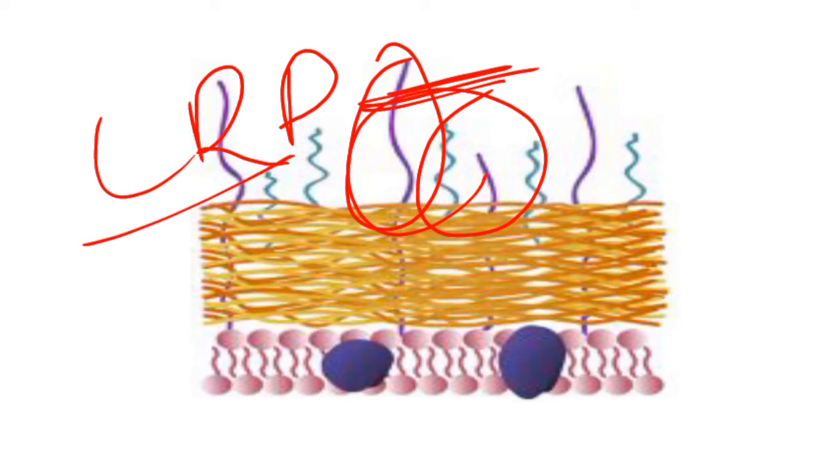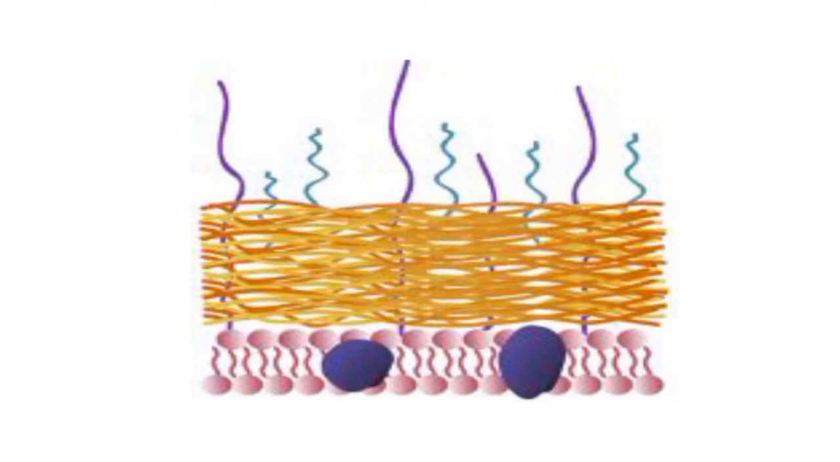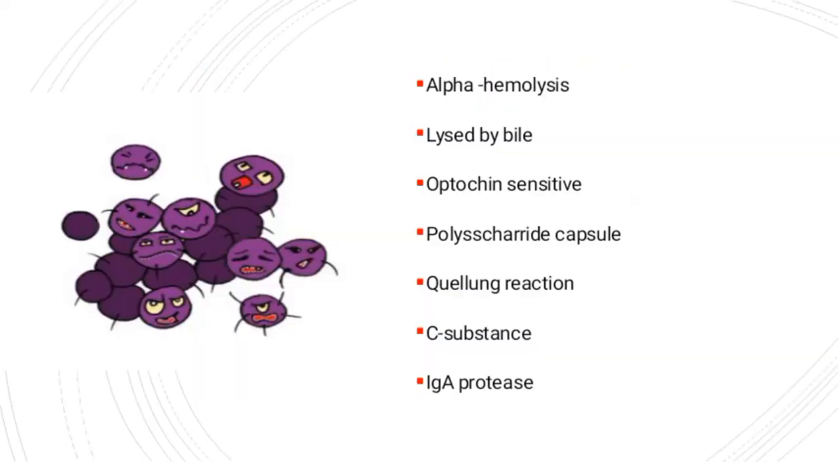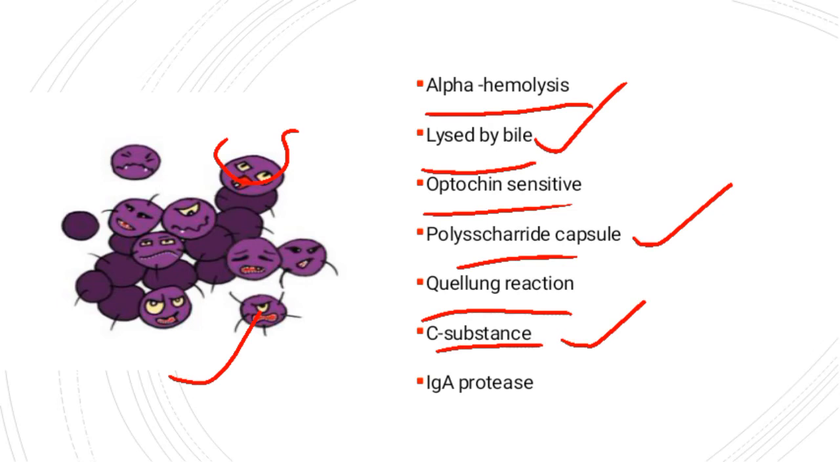Do you remember the CRP protein increases in inflammation? Acute inflammation, it is used as a marker. Hence, this C substance is used for the measuring of CRP in labs. One more important point about strep pneumonia is that it contains IgA protease. Why? What? IgA protease? IgA protease is a protease that breaks down the IgA antibody, that we will discuss in pathogenesis.